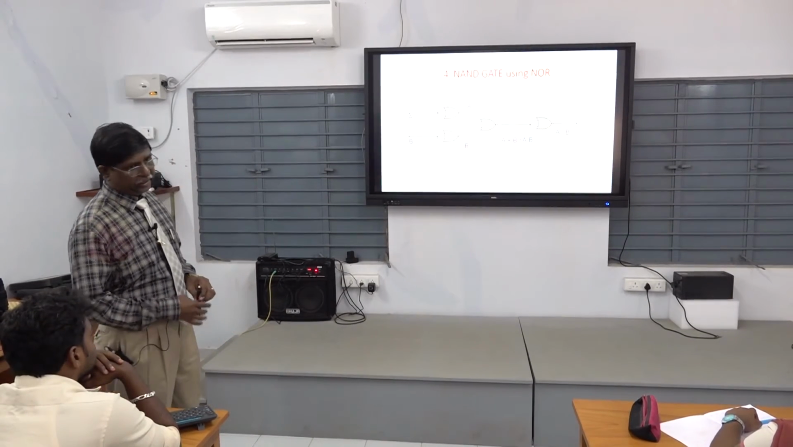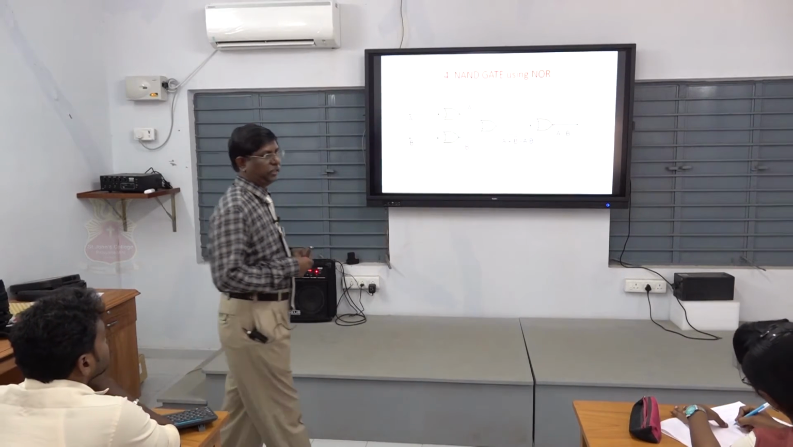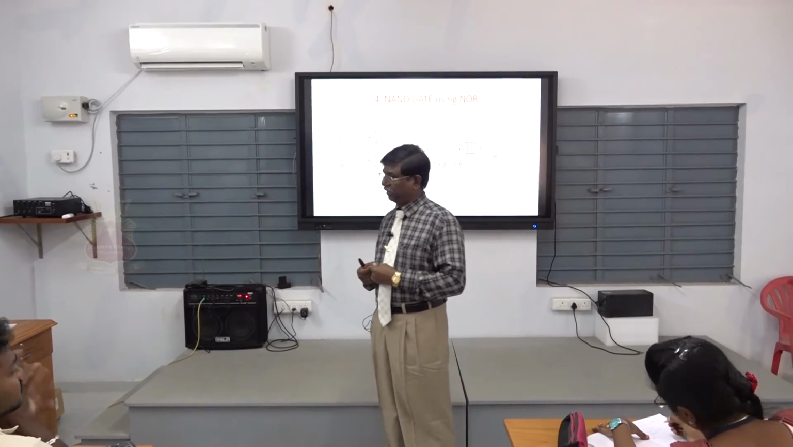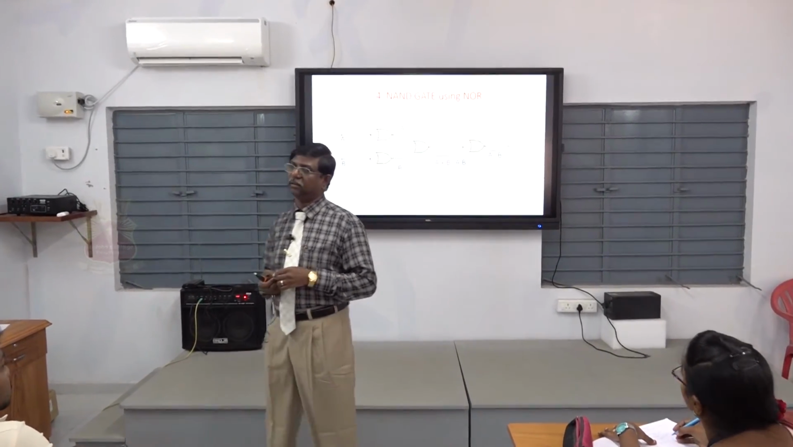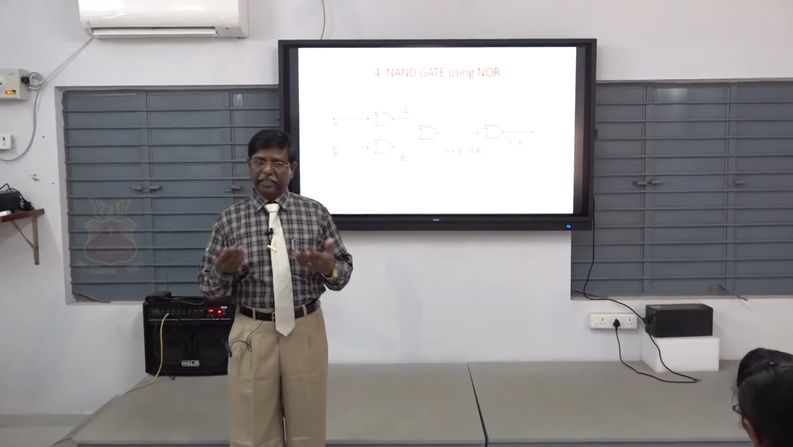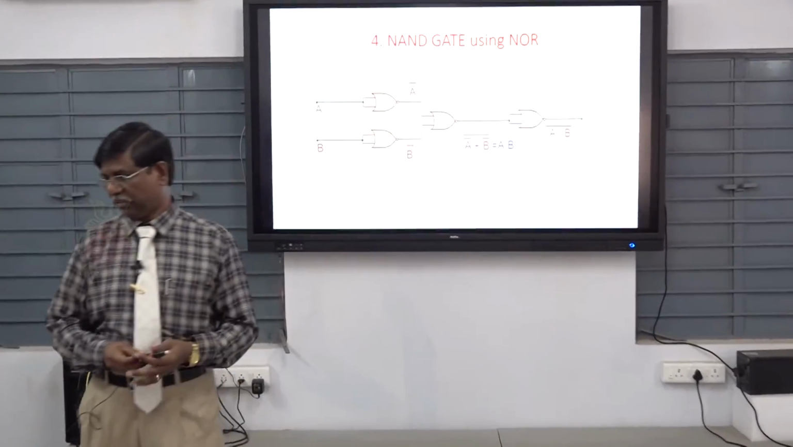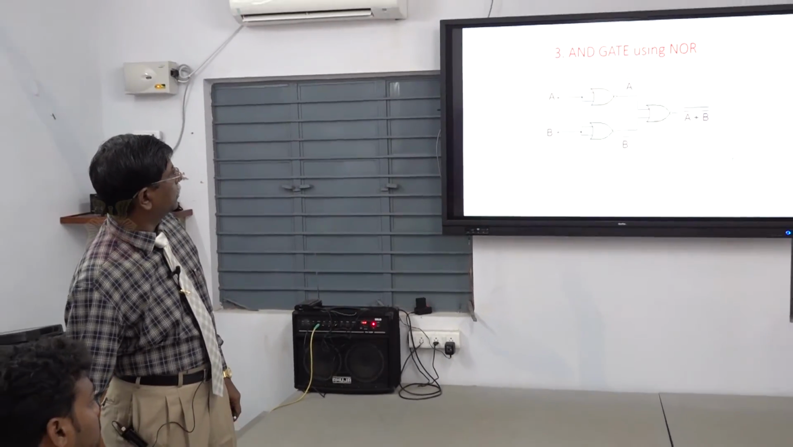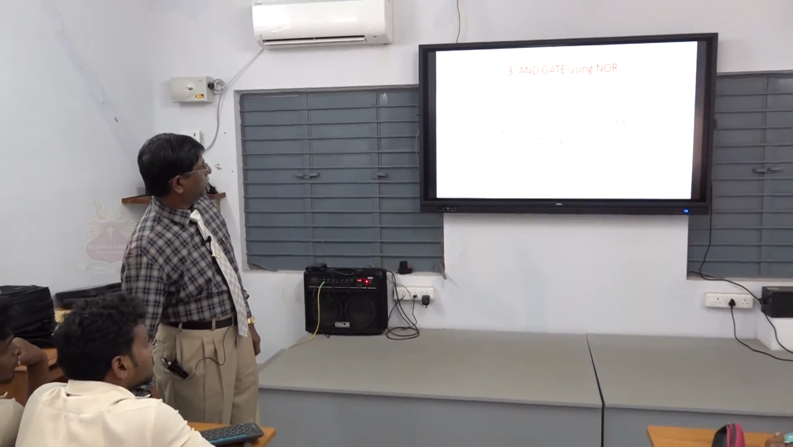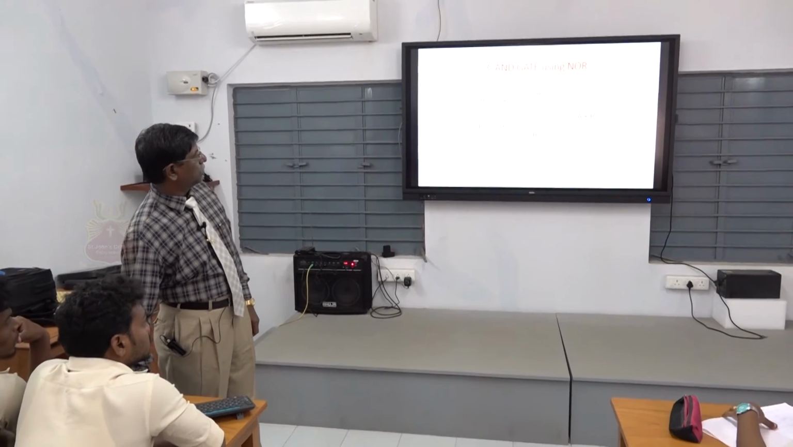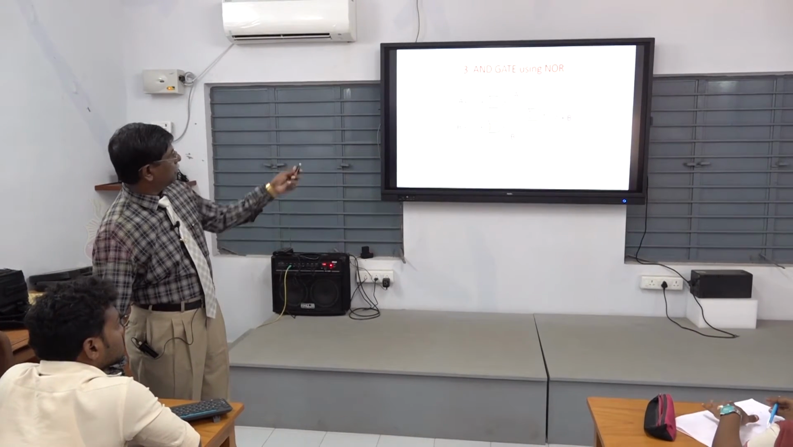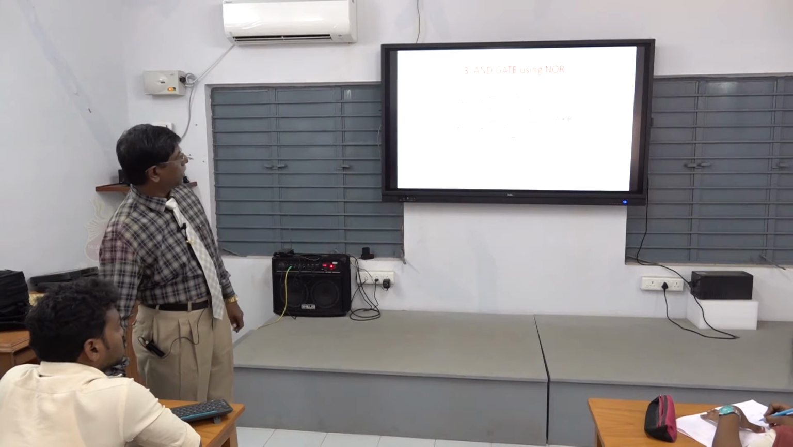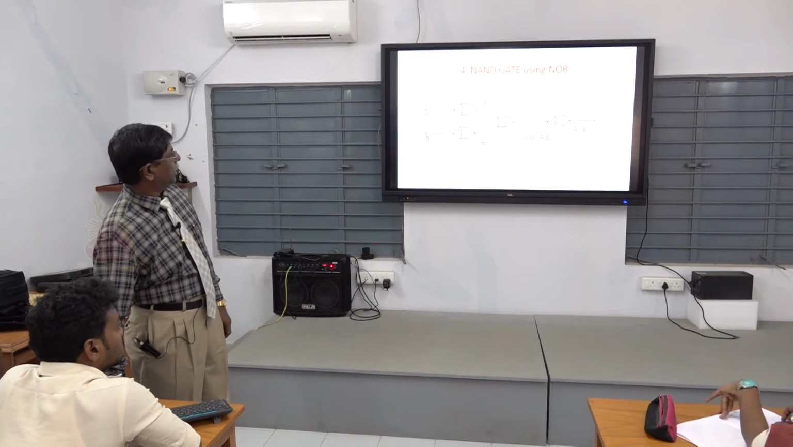Then NAND gate. Once we constructed an AND gate, it is easier for us to produce a NAND gate. What is a NAND gate? Negative AND. So already we have the AND gate with us. Now you compare this circuit with the previous circuit. This is the AND gate. This produces AND output. So the only thing we have to do is negate this output.